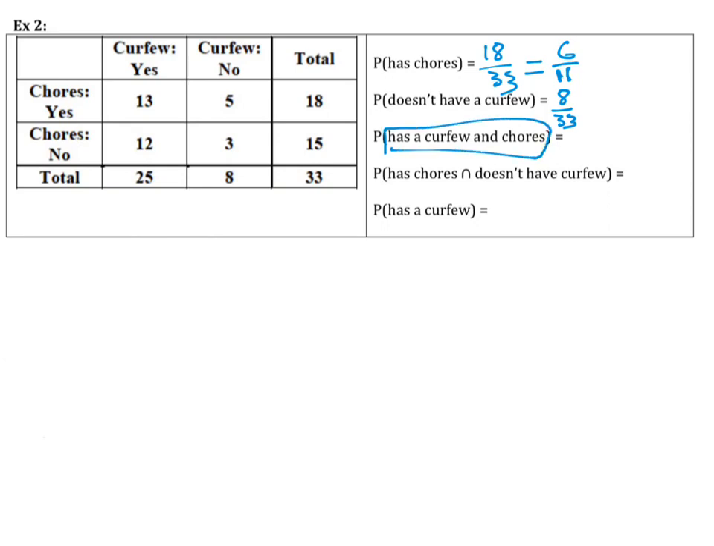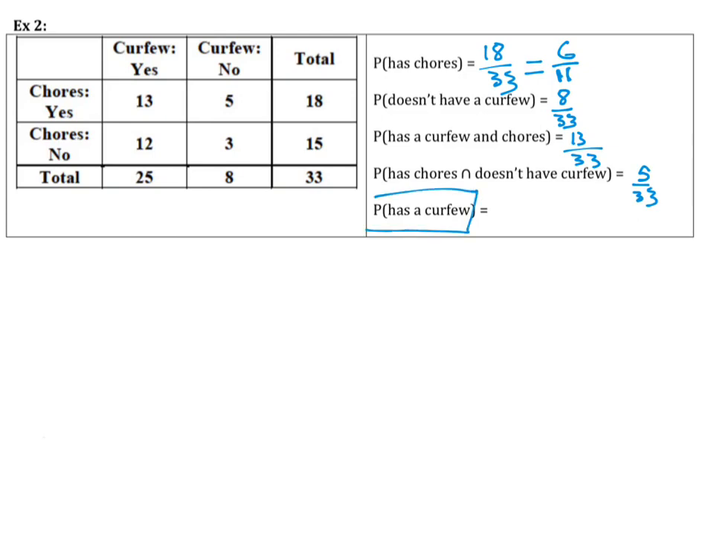Our next one is the probability of having a curfew, hooray, and has chores. So curfew and chores, that box is going to be right here. There are 13 out of the total of 33. And then our next one, we have probability of having chores, doesn't have a curfew. And you need to remember what that symbol means. That means and, or both of those things happening. So having chores and doesn't have a curfew will give us this box here. It's going to be the 5 out of the 33.